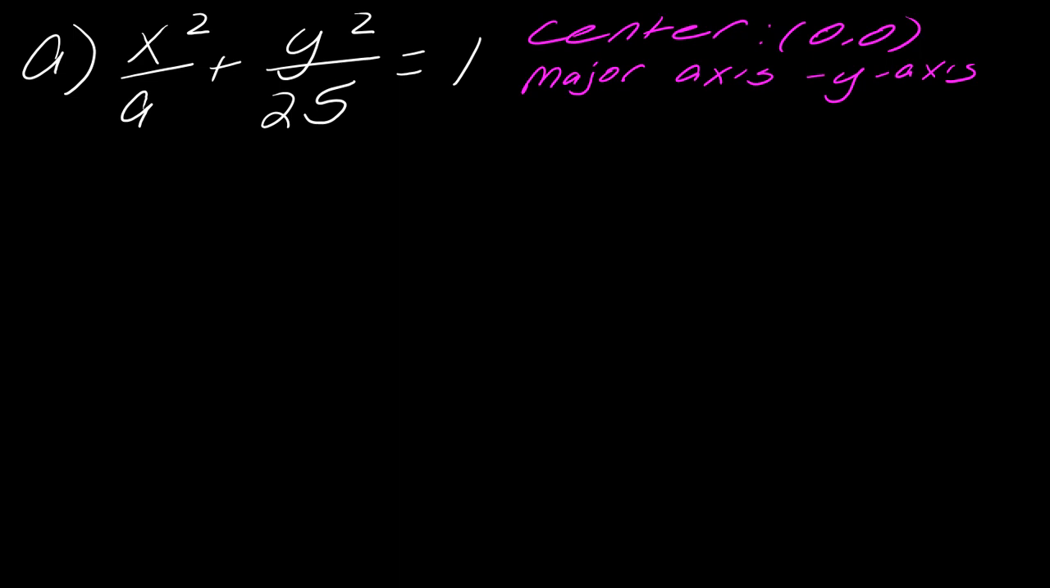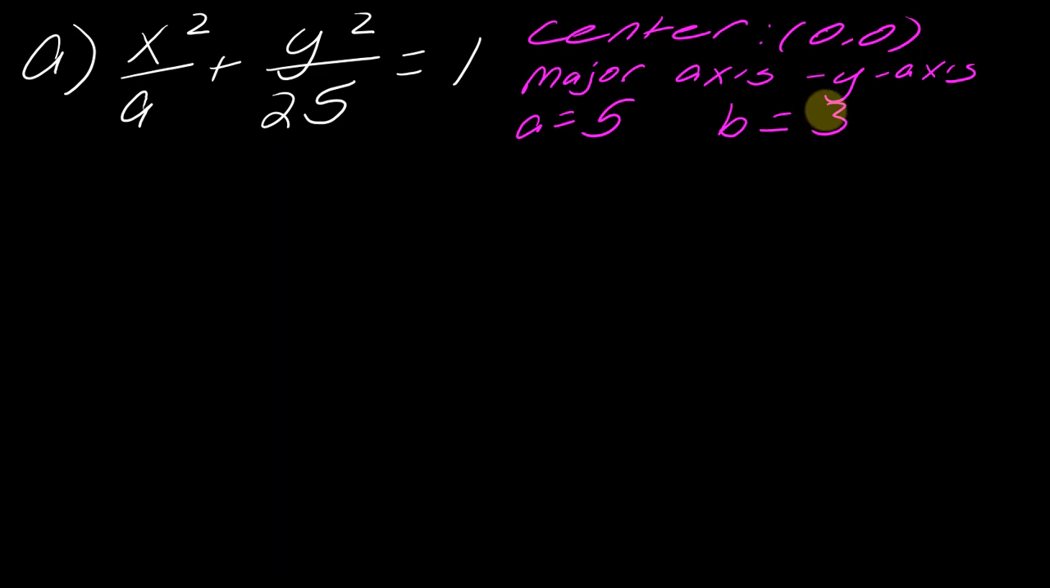My A in this case: you've always got an A and a B under these two terms. The A, when you take the square root, is the larger of these two numbers. So if I take the square root of this larger number, it tells me right away my A is equal to 5, and then my B, if I take the square root of 9, is equal to 3. So now I've got my A and I've got my B.